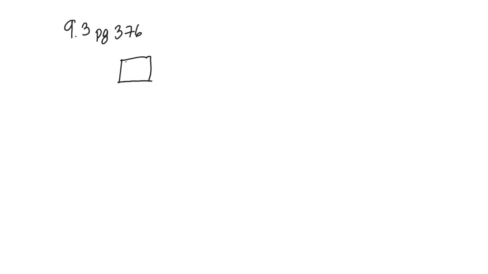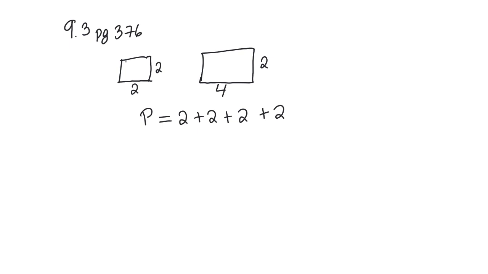Now, this could be a square where we have both sides the same, or a rectangle, right? Rectangles and squares, you find the perimeter and the area the same way. So perimeter, you're going to add all the sides. So for this one, that'll be 2 plus 2 plus 2 plus 2, right? Because you need to add all 4 sides. For this one over here, that would be 2 plus 4 plus 2 plus 4.